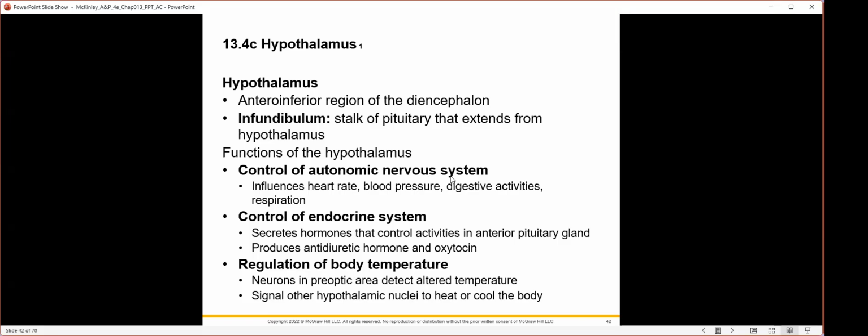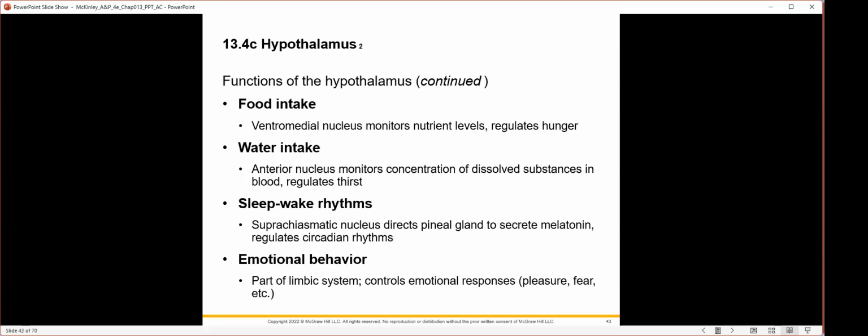It controls autonomic nervous system function, so it influences heart rate, blood pressure, digestive activities, and breathing. It controls the endocrine system by producing hormones. It regulates body temperature, and again, it is insightful for when we get fevers. It regulates how much food and water we take in. It can have effects on the pineal gland, so our sleep and wakefulness rhythms. It also can regulate emotional behavior. The hypothalamus is controlling many things in the body, so we would generally say that it is controlling homeostasis.